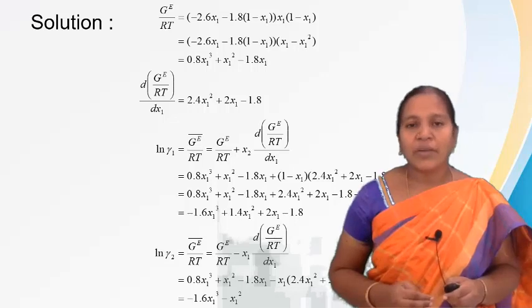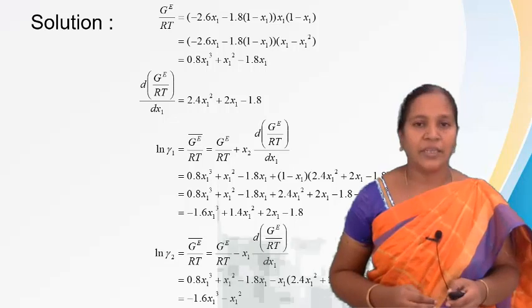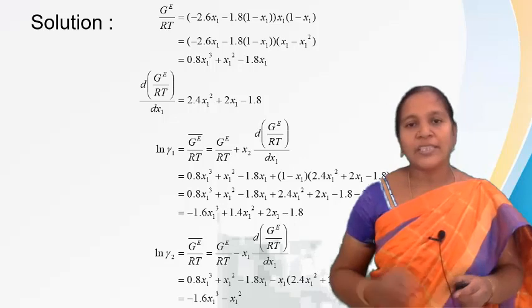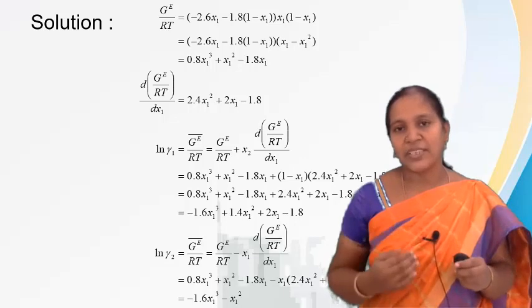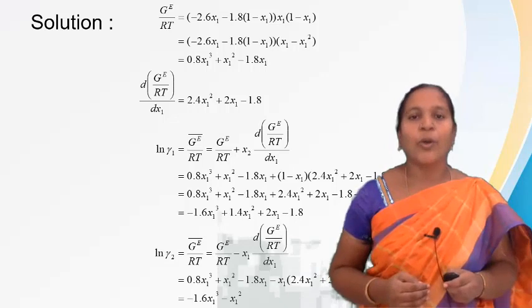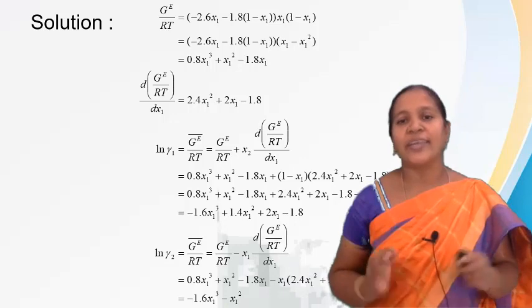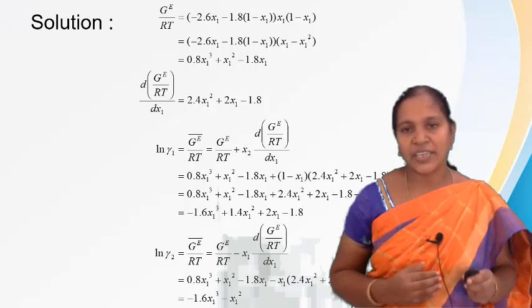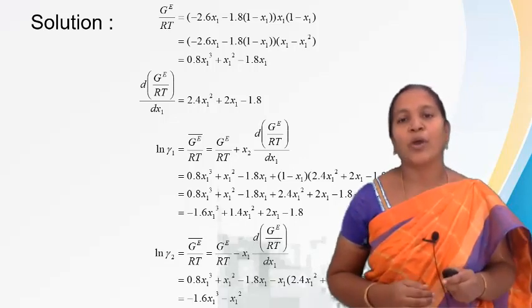Then ln gamma 1 is equal to G^E/RT. This is proved in fugacity. ln gamma 1 is equal to G bar by RT. Therefore, this is in the form of a partial property. That is equal to G^E/RT plus x2 d of G^E/RT by dx1. That is equal to 0.8 x1 cubed plus x1 squared minus 1.8 x1 plus x2, which is replaced with 1 minus x1, that is (1 minus x1) times (2.4 x1 squared plus 2 x1 minus 1.8).